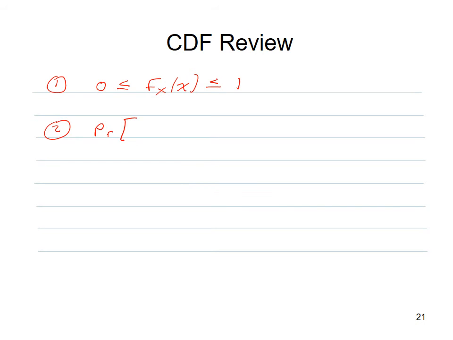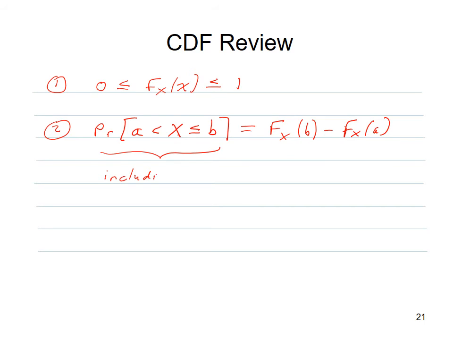the really important rule about finding the probability of x being between A and B, where we're including the B but not the A, is Fx of B minus Fx of A. And then a little note here, now we can say including or not including endpoints doesn't matter for continuous random variables.